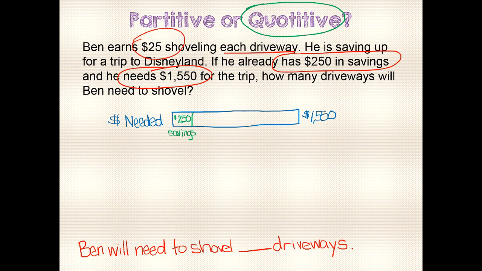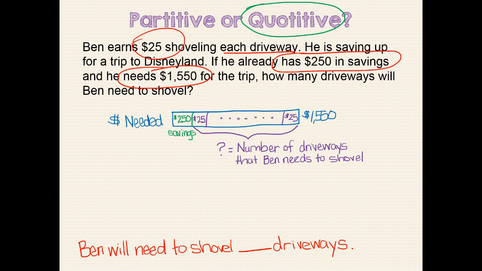Since we know that the rest of this unit bar will be divided by the number of driveways Ben needs to shovel, which we don't know yet, and we know that each driveway will earn him $25, we can show that like this. The dots in the middle represent the unknown number that we need to find out. Our question mark goes with the bracket for the number of driveways that Ben needs to shovel. Now we're ready to let our model drive the math.